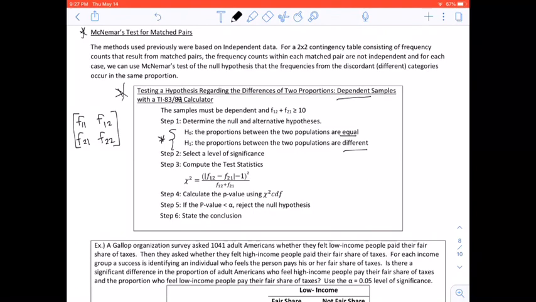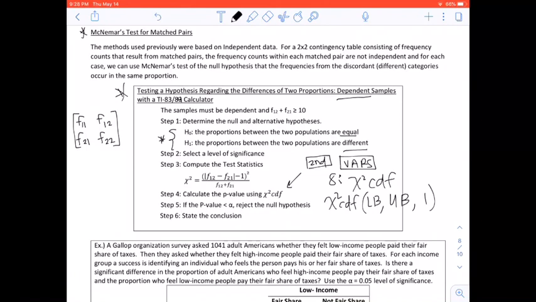And then from here it says we're going to calculate the p-value using our chi-squared CDF, and for this, you guys are going to go to second, and we're going to go to vars. And we're going to go to number 8, which is chi-squared CDF. And when you use chi-squared CDF, this is going to be our lower bound, our upper bound, and then our degrees of freedom. And our degrees of freedom are going to be 1. It's rows minus 1 times column minus 1, and that just works out to being 1 all the time.